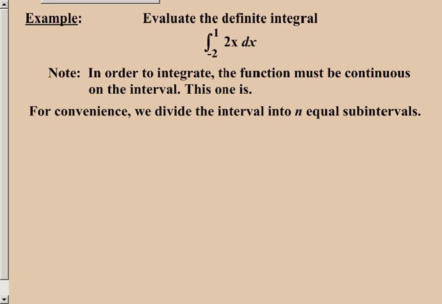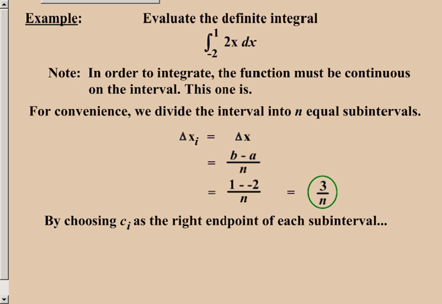Okay, for convenience, we're going to divide the interval into n equal subintervals, and we're just kind of making a little bit of a point here, so bear with me. Delta x sub i, the change of x within the ith subinterval, is equal to delta x. Delta x is equal to the difference between the right and the left endpoints divided by the number of subintervals. So in this particular case, our interval is from 1 to -2. Okay, so we have 3 units worth of width to our integration. So 3 over n is our delta x sub i.